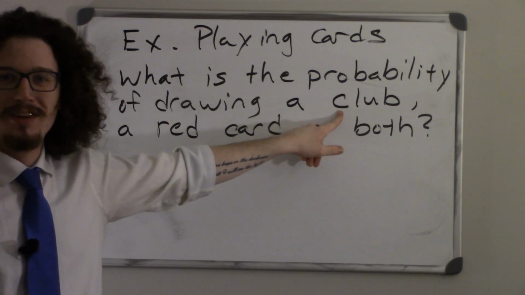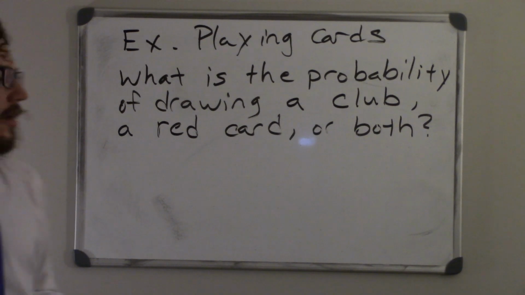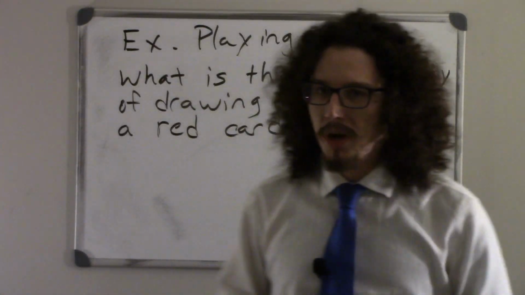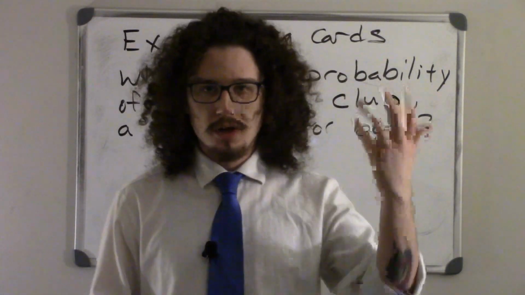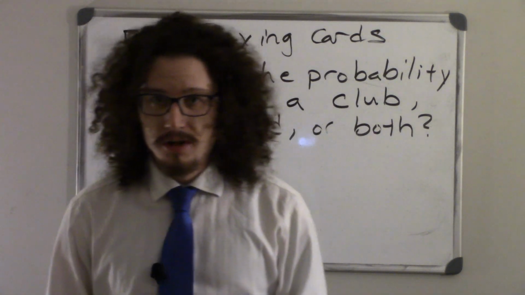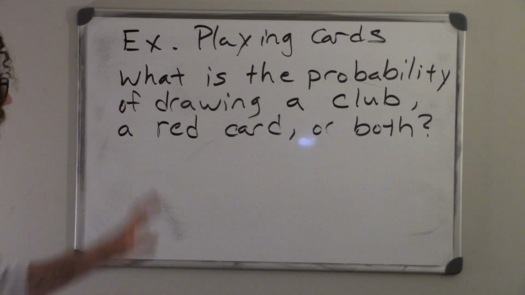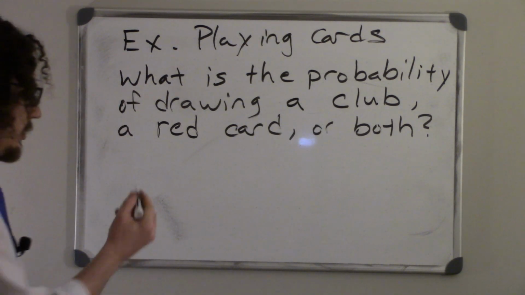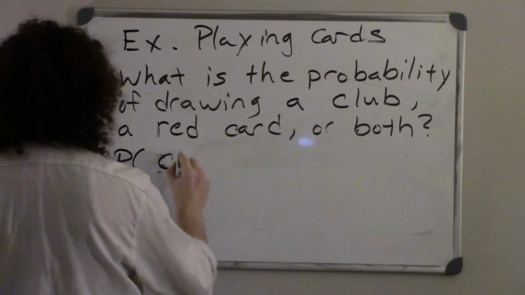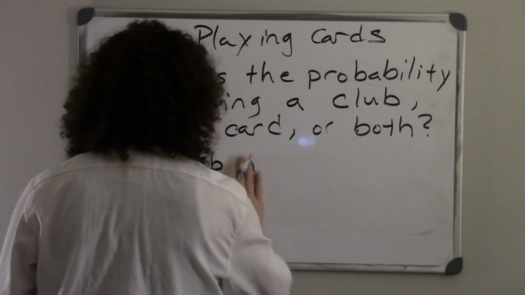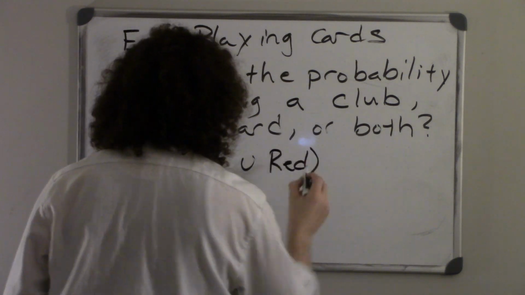So do we have a card that is both a club and red? If you're not familiar with cards, you might not know this, but the answer is no. There are no cards that are both red and clubs. The clubs are one of the black suits, and so there are no cards that are red and a club. And so we can go ahead and calculate our probability using our 6th law of probability. So we're looking at the probability of drawing a club, drawing a red card, or both.